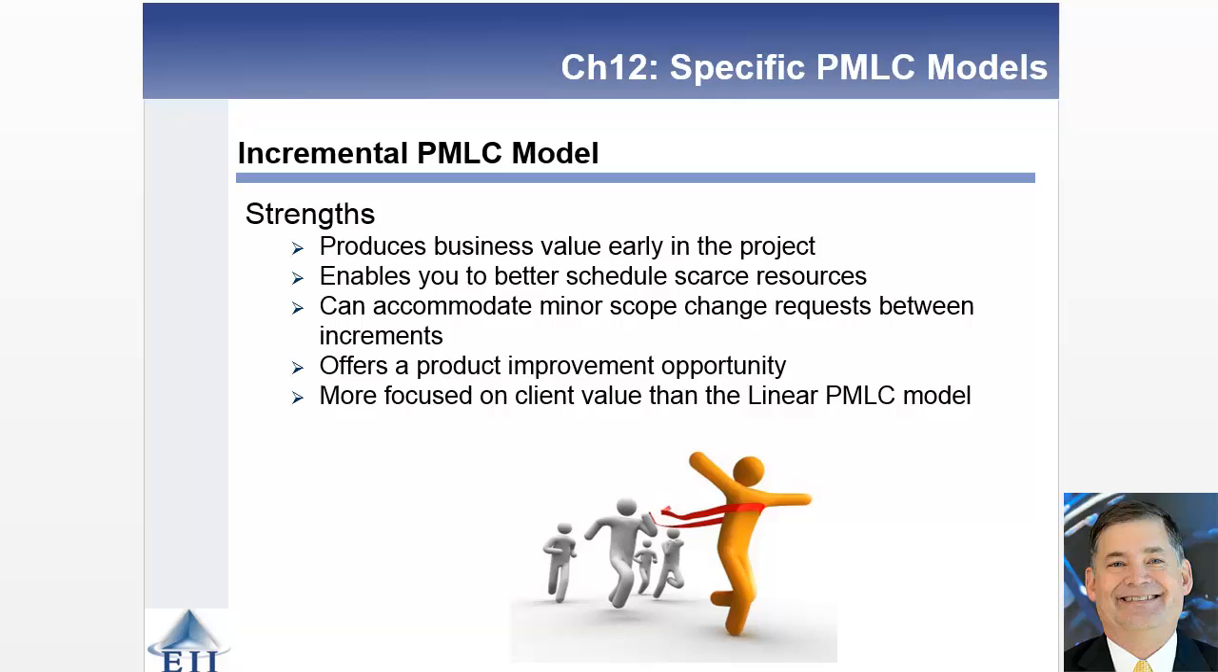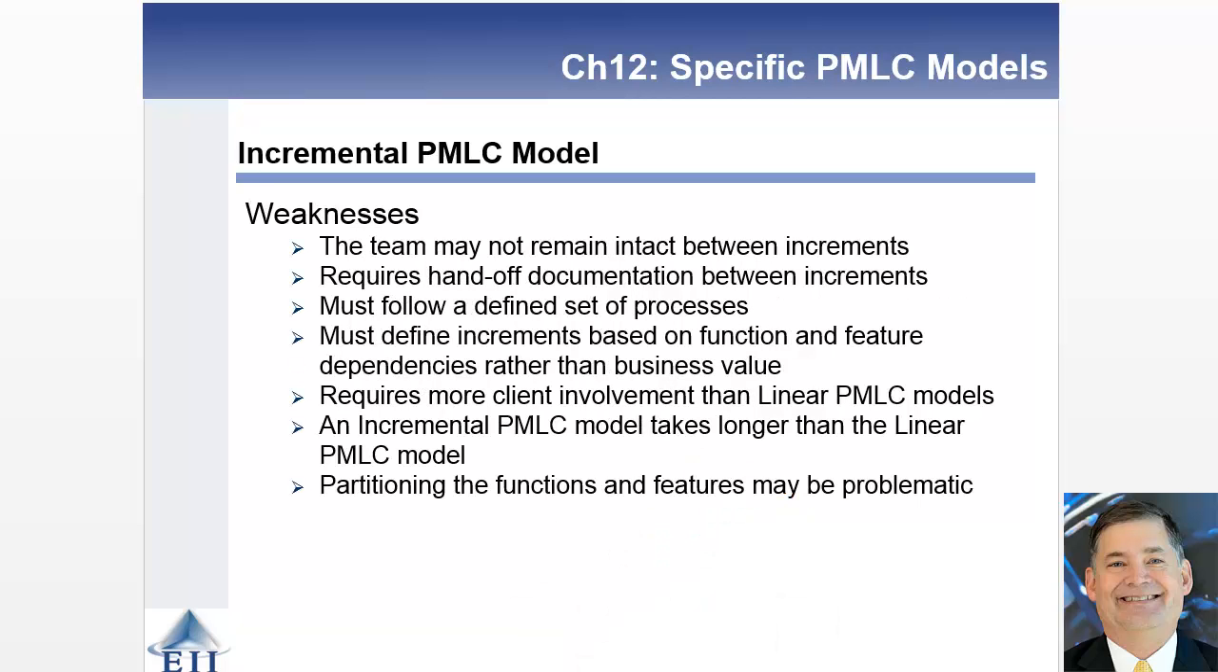So strengths here, you're getting business value earlier, you're seeing deliverables earlier in the project, but you're still just scoping once, planning once. There is more focus on client value, but again, there's not a lot of capability to do scope changes. You can do some minor ones, but not a lot of value. There's more learning that takes place, but again, it's still a linear project management lifecycle model.